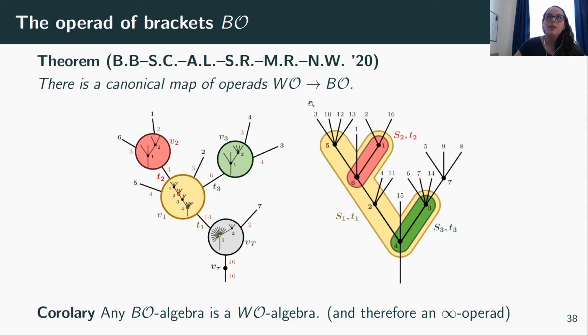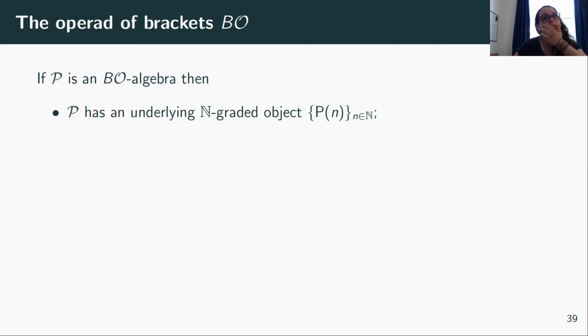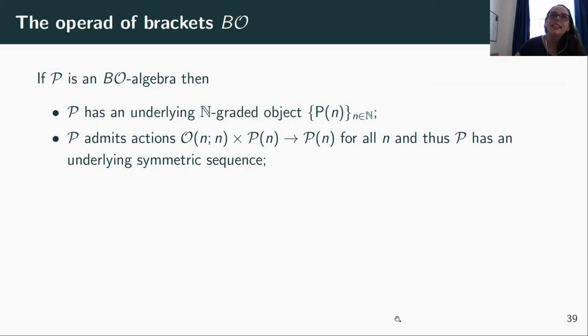So we have this new operad that encodes a way of constructing infinity operads, and it's much, much easier to work with. A question could be, are they the same thing? Are BO algebras the same thing as WO algebras? Can we use BO as another of our 1,000 definitions for infinity operads? And not really. BO algebras are a bit more strict. So if P is a BO algebra, then first of all, again, P has an underlying n-graded object. And if you look at the corollas, well, the corollas have no bracketing.